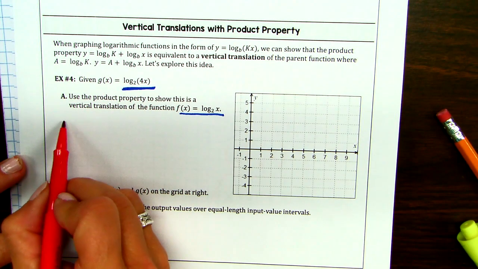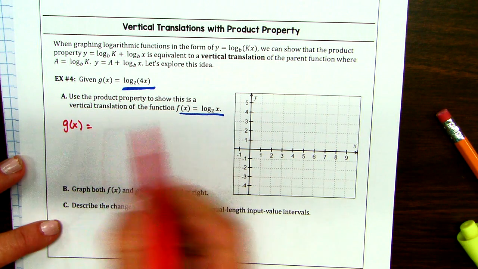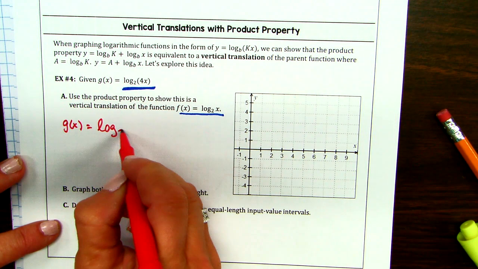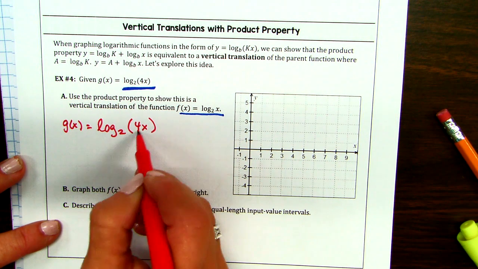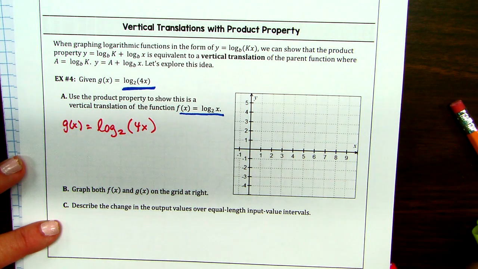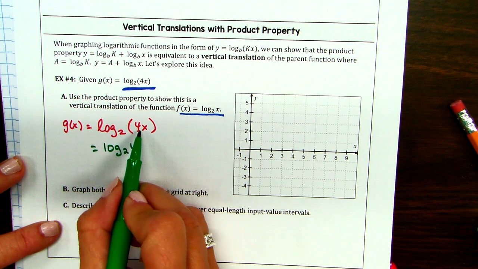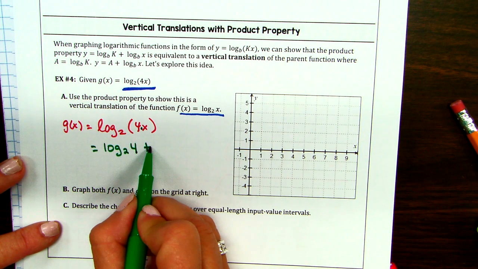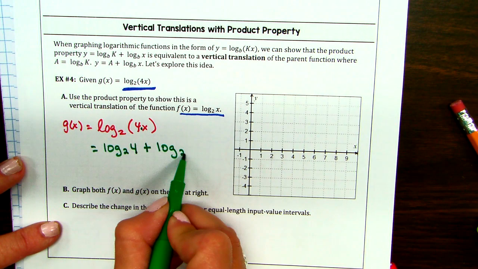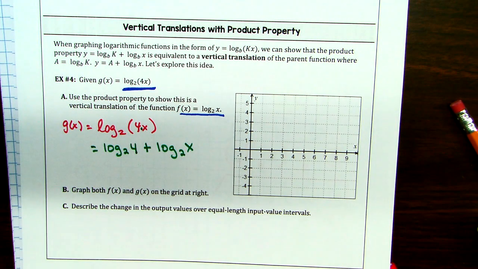So I'm going to take this g of x, and I'm going to say, all right, we have 4 times x. Let's use our product property. Log base 2 of 4, plus log base 2 of x. Multiplication and addition go together. Don't forget, when you expand, everybody gets the log. So all I did there was put a plus in between them, basically. Remember, though, you always have to see if you can simplify. 4 is the same as 2 squared, right?